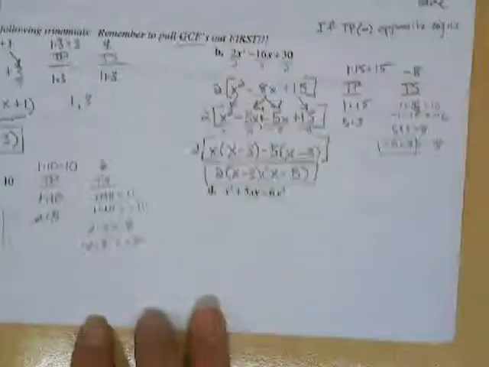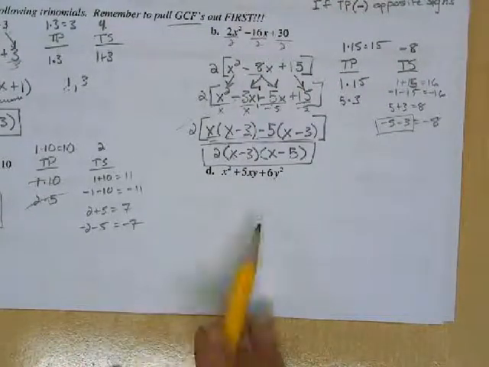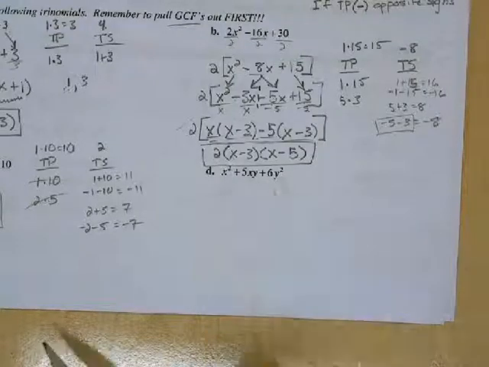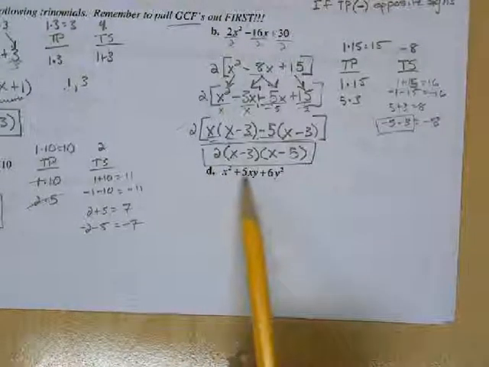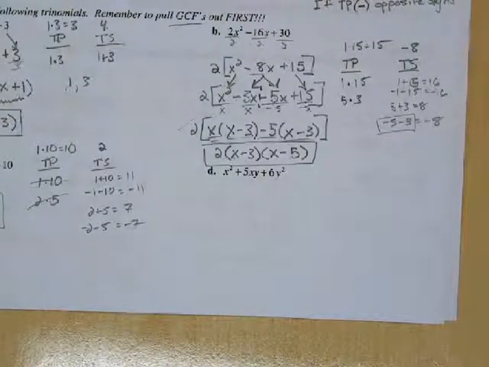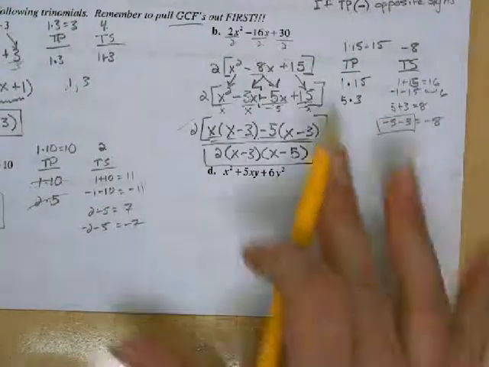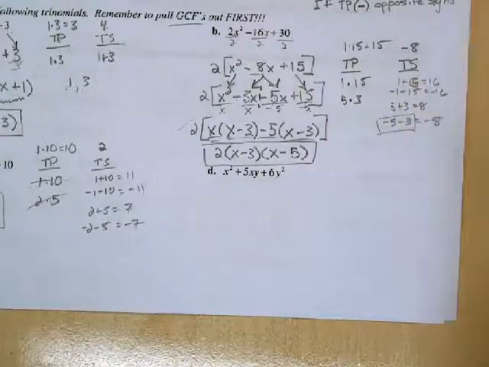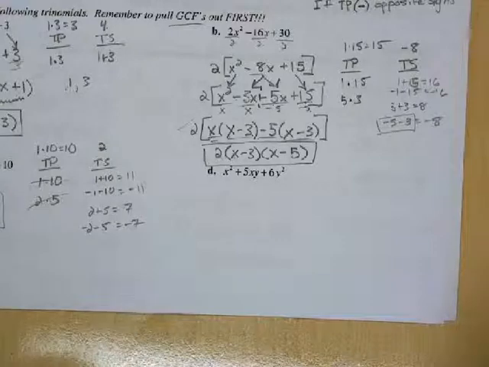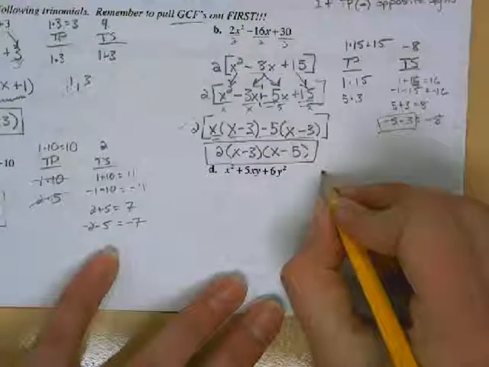D. Okay, they're going to try to trip you up. They're going to throw in all kinds of extra variables. X squared plus 5xy plus 6y squared. Now they've thrown in that y, but our process is still exactly the same. Okay, when we do target product, target sum, we don't even care about the variables. All we care about are the coefficients. That's the number out front. Same thing here. Target product, target sum.